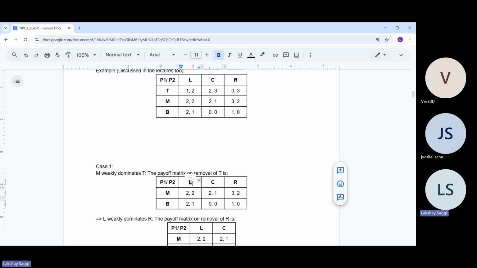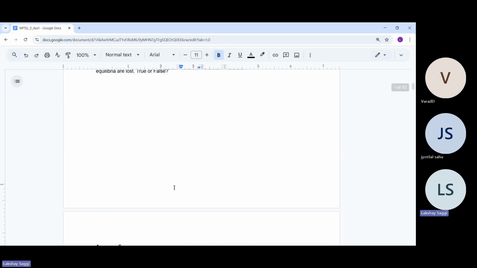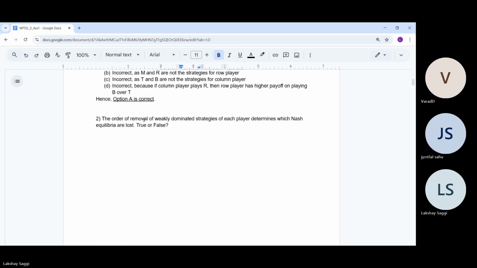And why am I doing all of this? First of all, I hope the high level idea is clear. What I'll try to show is that the question was asking that the order of removal of weakly dominated strategies determines which Nash equilibria are lost. And I'll try to prove this statement.